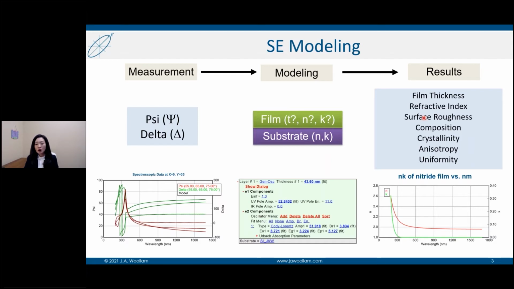When we complete the modeling, we receive the results such as film thickness, refractive index, surface roughness, composition, crystallinity, anisotropy related parameters, or uniformity map like thickness or the index of refraction map.